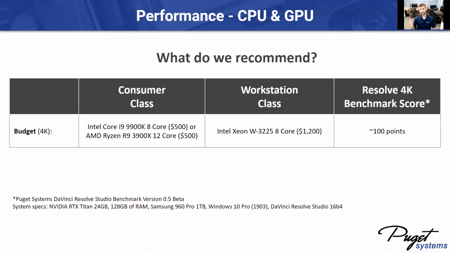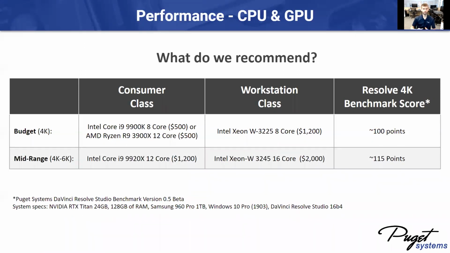And on the workstation side, if you need that ECC, if you need the 64 PCIe lanes, that's where you get into the Xeon W, the 3225 8-core. And note here, performance is about the same between all of these, and the Xeon W is about twice the cost, or a little bit more. So keep that in mind. You are paying for those features like 64 PCIe lanes.